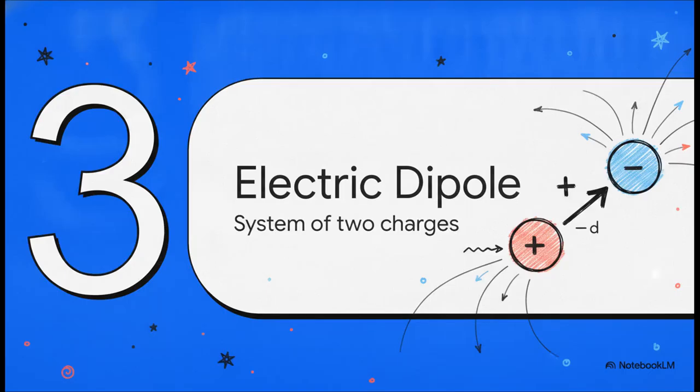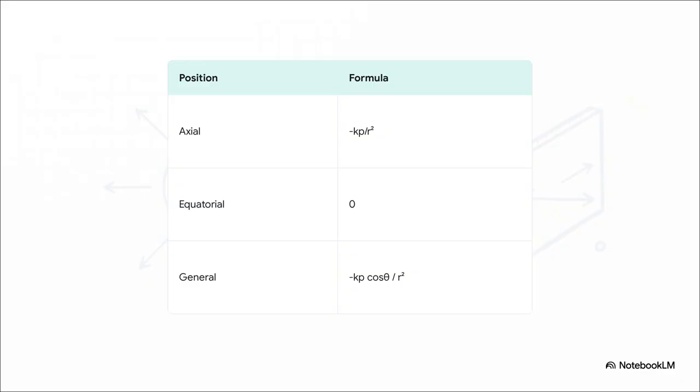All right, section 3, potential of an electric dipole. Now that we have single charges down, what happens when we pair them up? For any general point in space at an angle theta, a dipole's potential is k times the dipole moment p times the cosine of theta, all divided by r squared. Watch how beautifully the geometry works out here. If you are directly on the axis, theta is 0. The cosine of 0 is 1, so we get the maximum possible magnitude.